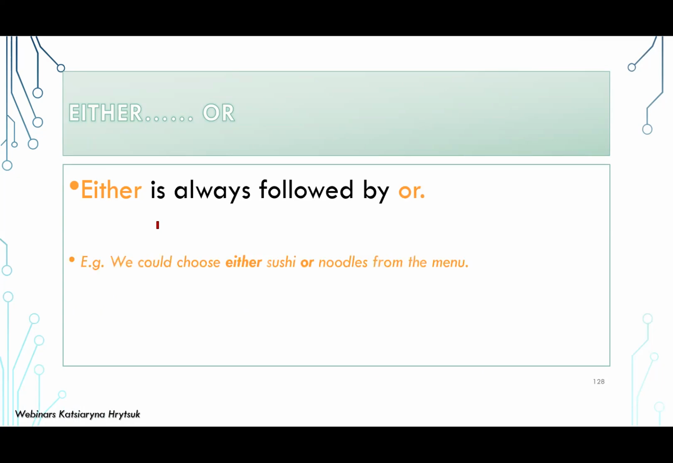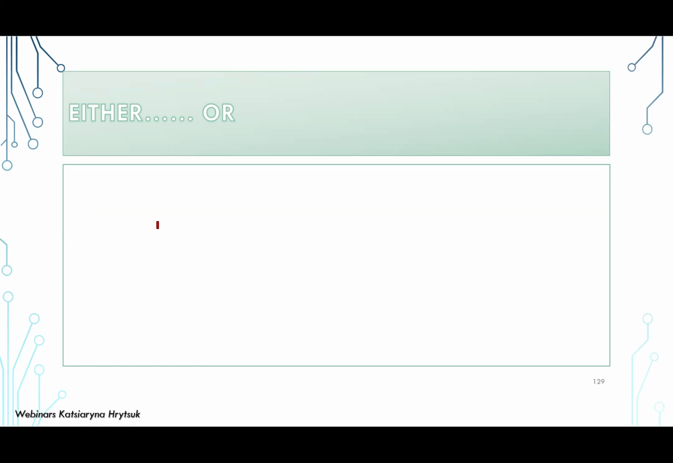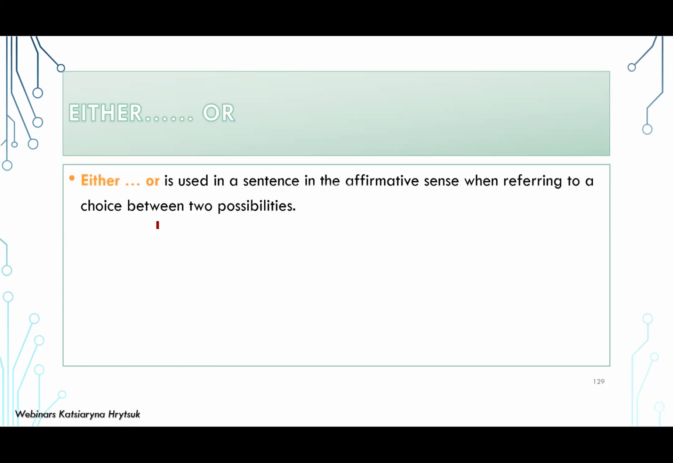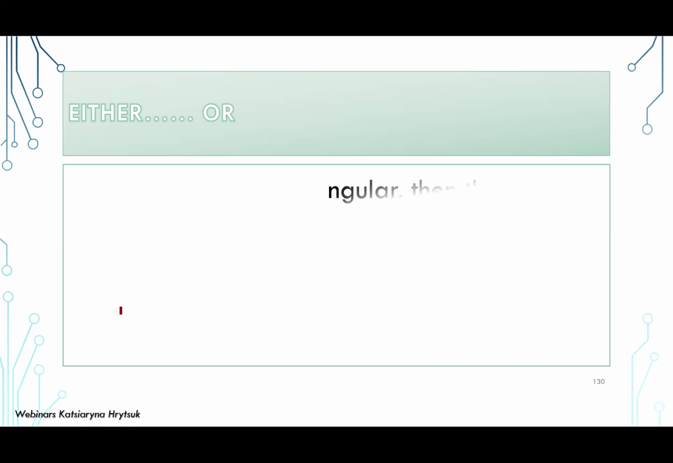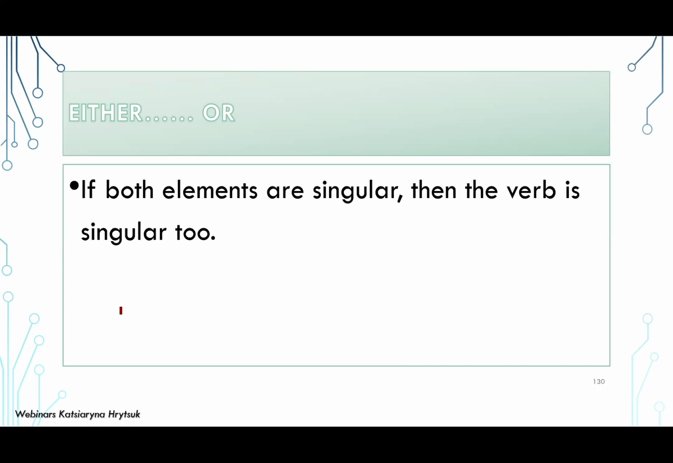Either is always followed by or. Either sushi or noodles. Okay? Either English or math. So it means it doesn't matter. You can choose. So two possibilities. Okay? We always have two possibilities. Either or. Either eat now or after the movie. So you can use also a verb. It's not a problem. So it's also either-or? Yes, absolutely.